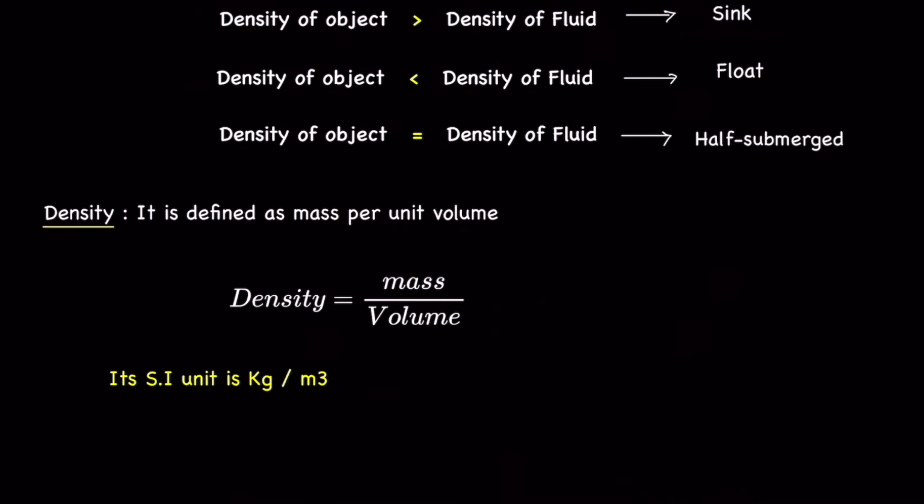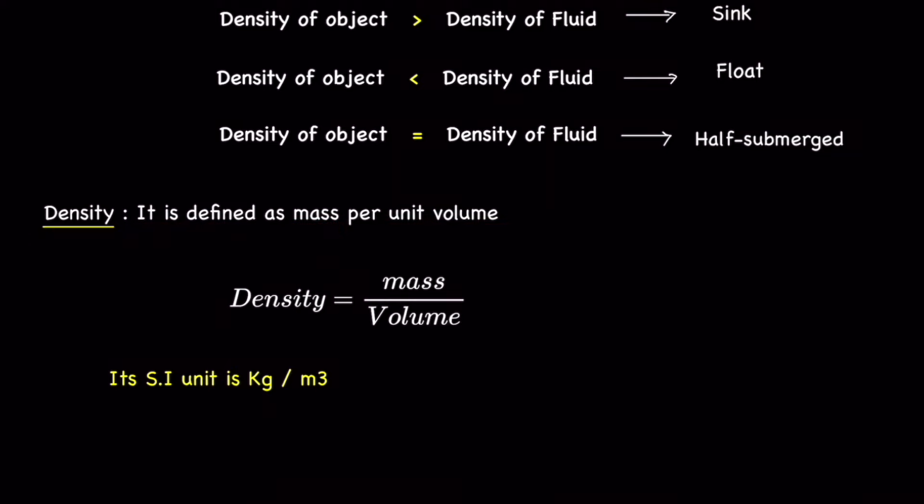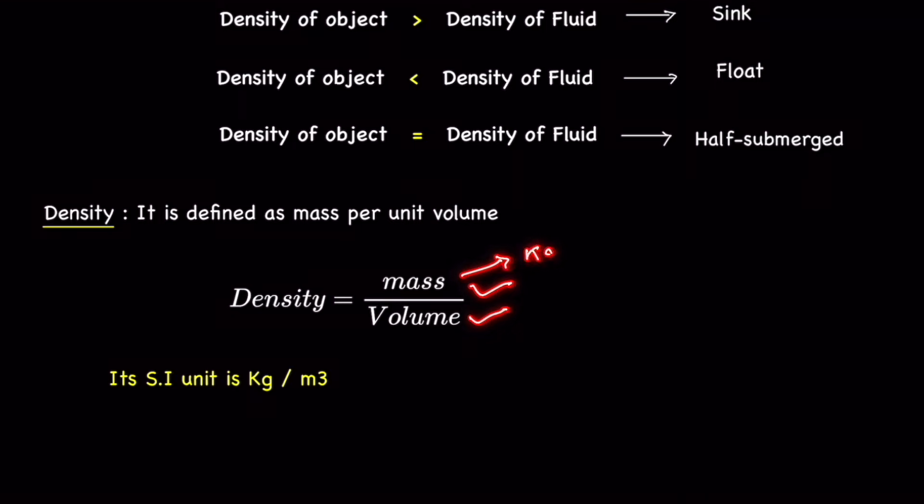In lower grades you have studied density, and density is used in this concept, so I will explain this. It is defined as mass per unit volume. So density is equal to mass divided by volume. The SI unit of mass is kg and of volume is meter cube. So the SI unit of density is kg per meter cube.